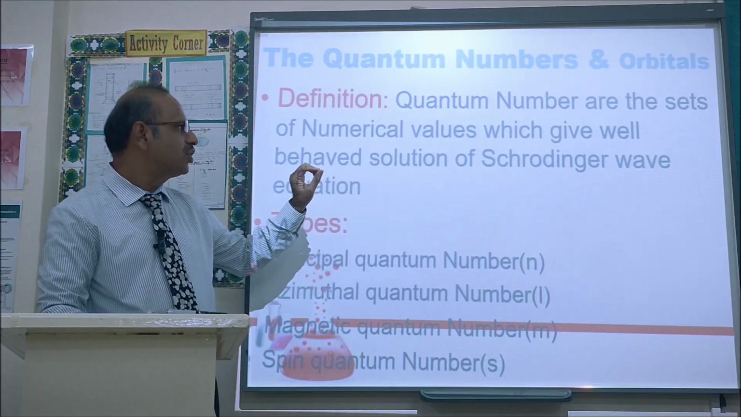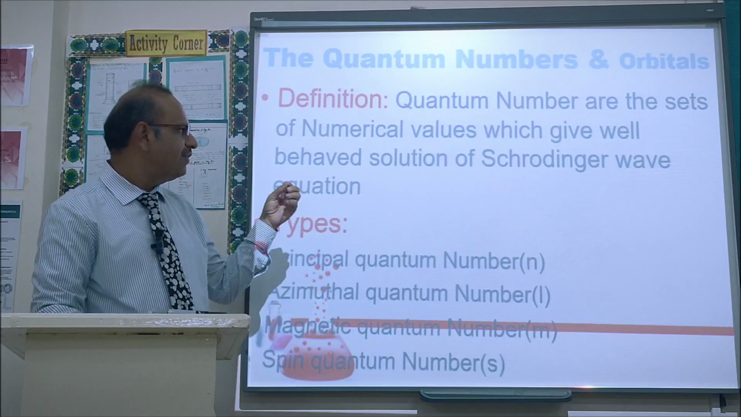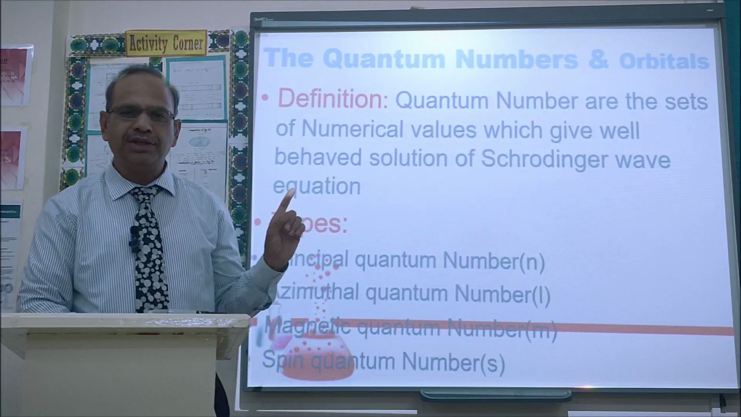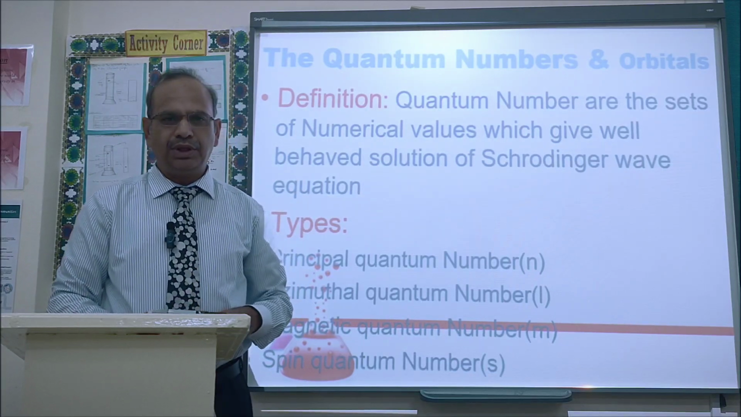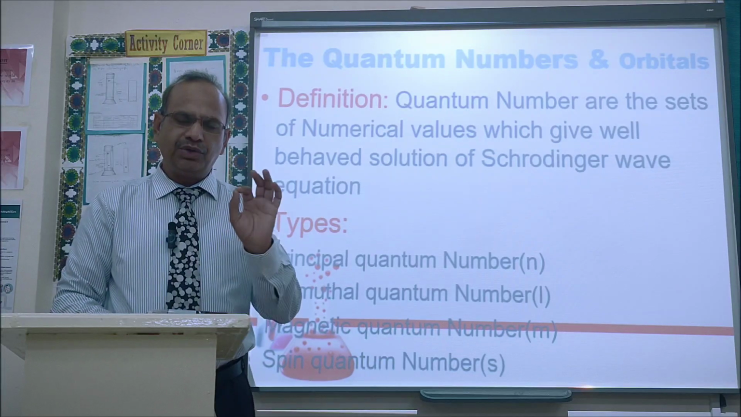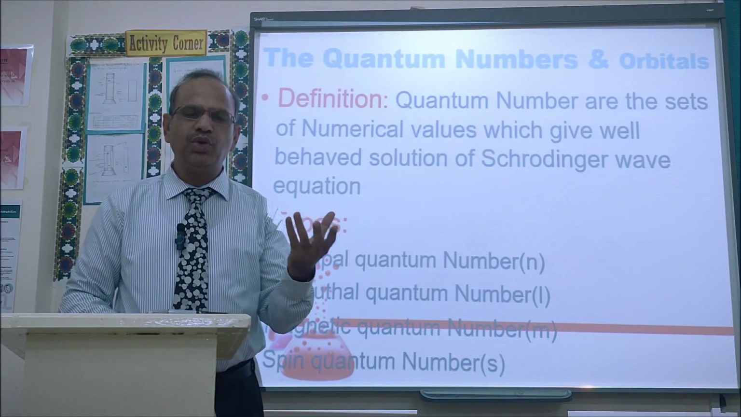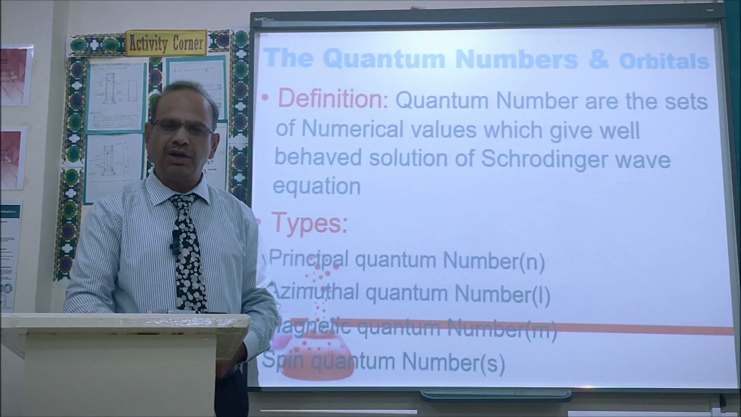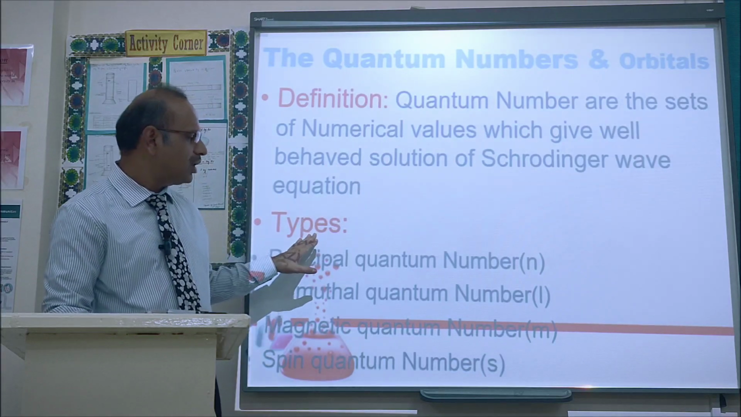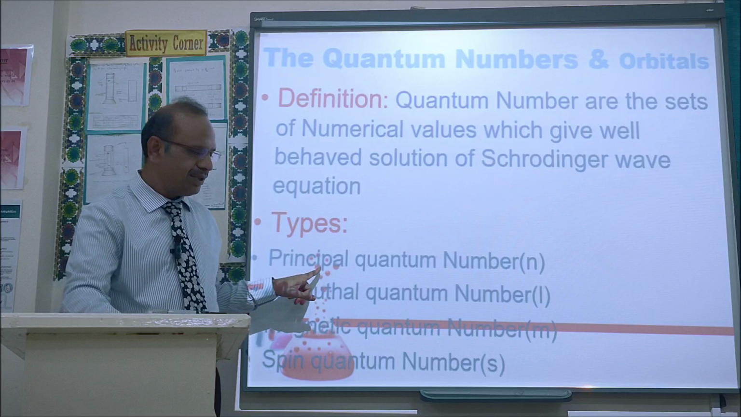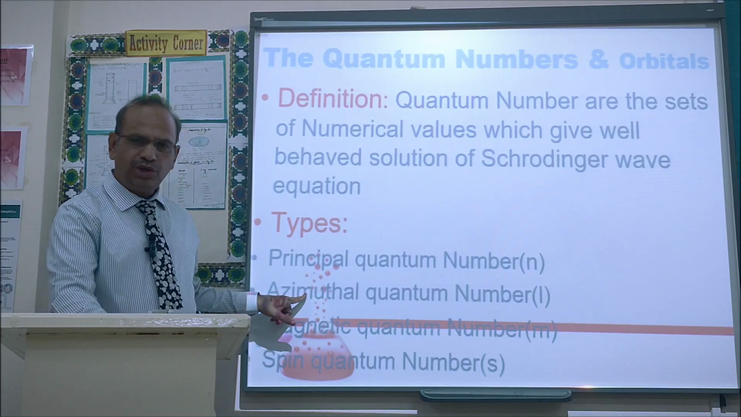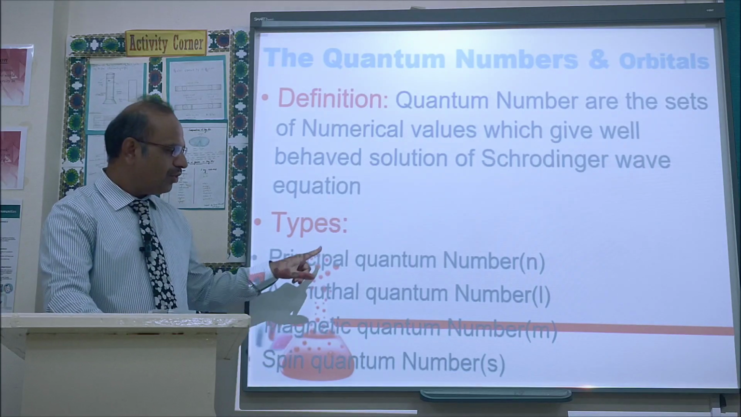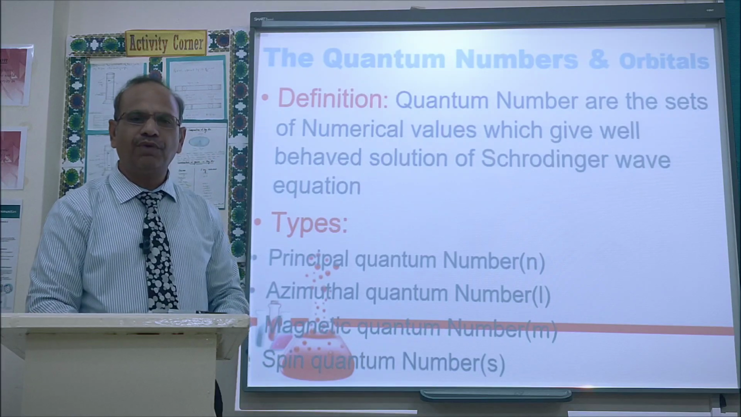Quantum numbers are the sets of numerical values which give well-behaved solutions of the Schrodinger wave equation. You remember in my last lecture, I told you about the Schrodinger wave equation. When the Schrodinger wave equation is solved, different numerical values are obtained, and those sets of numerical values are called quantum numbers. Now, quantum numbers are of four types: principal quantum number, azimuthal quantum number, magnetic quantum number, and spin quantum number. Now, one by one, we discuss these four types of quantum number.